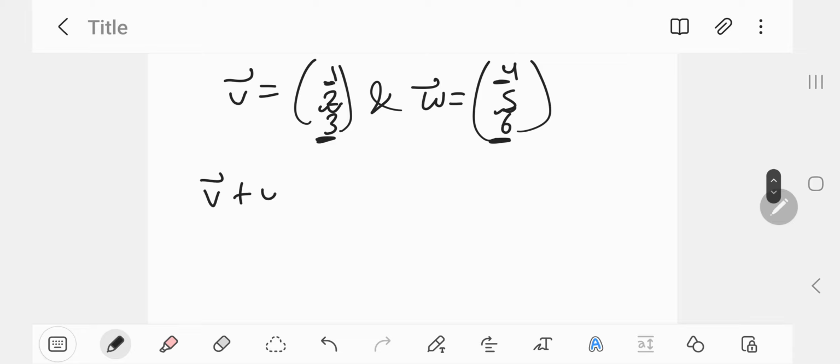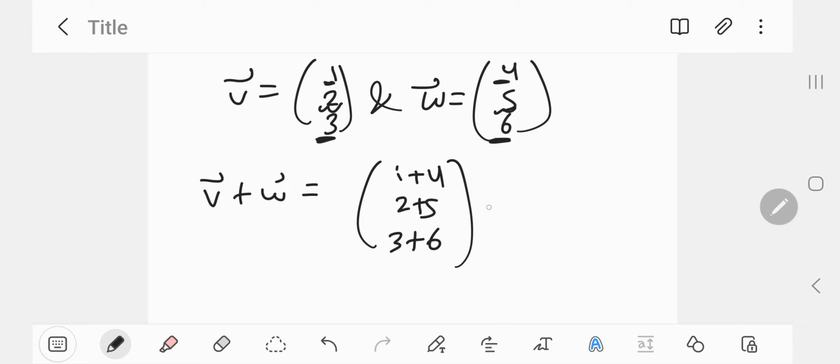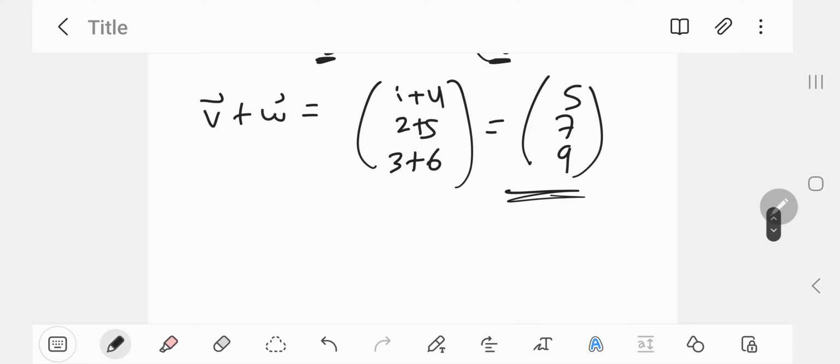So v plus w is just 1 plus 4, these are the x components. Then 2 plus 5, these are the y components. And then 3 plus 6, these are the z components. Doing the maths, you get 5, 7, 9. This also applies to vectors of higher dimensions. Let's suppose you have 100 components, so a vector living in 100 dimensions. You can do the same thing here.